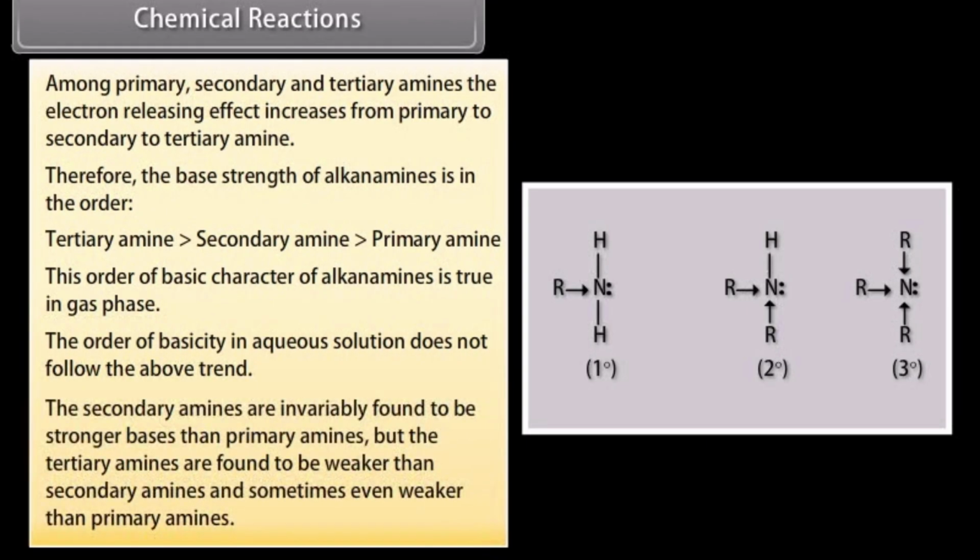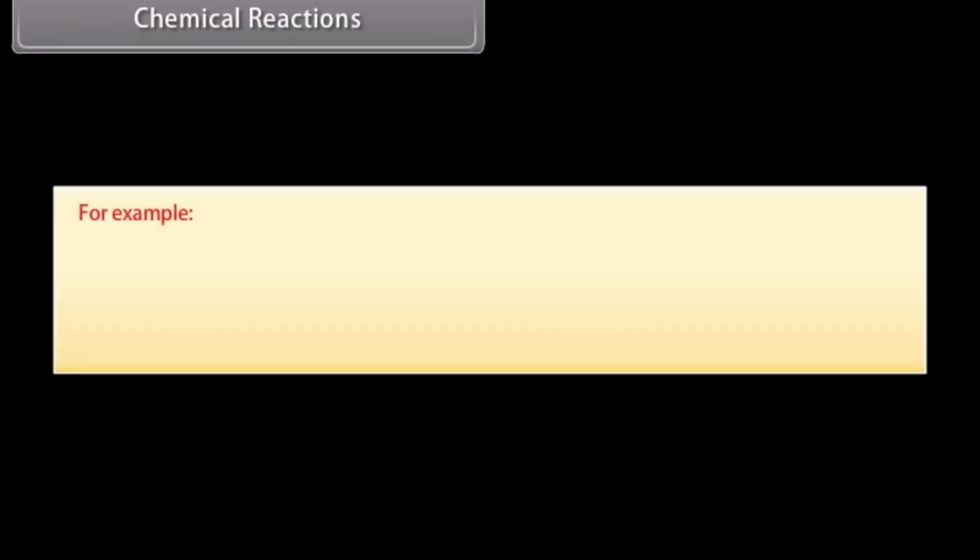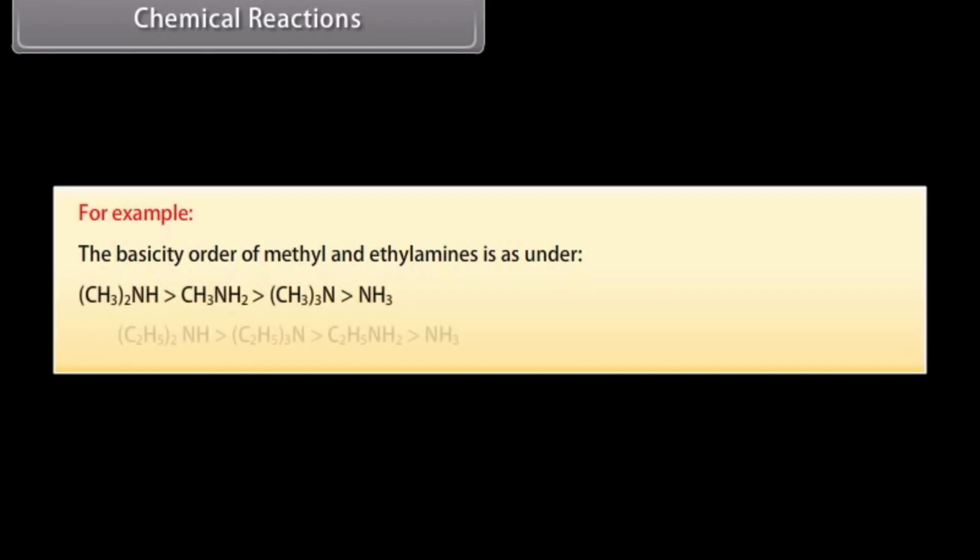Secondary amines are invariably found to be stronger bases than primary amines, but tertiary amines are found to be weaker than secondary amines and sometimes even weaker than primary amines. For example, the basicity order of methyl and ethylamines is as under.